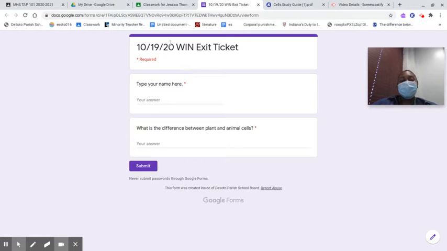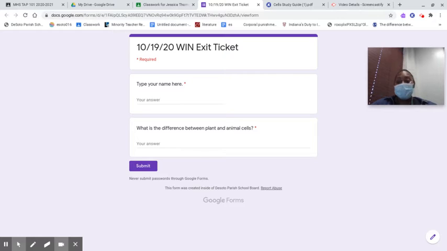So the exit ticket is here. You must type your name so that I will know who has responded and who to give credit to. The question that you are answering is the same exact question that is on the little study guide handout that I provided for you in Google Classroom. The question says, what is the difference between plant and animal cells? Use what we talked about in this recorded lesson today and what you discussed with your neighbor to help you answer this exit ticket question.